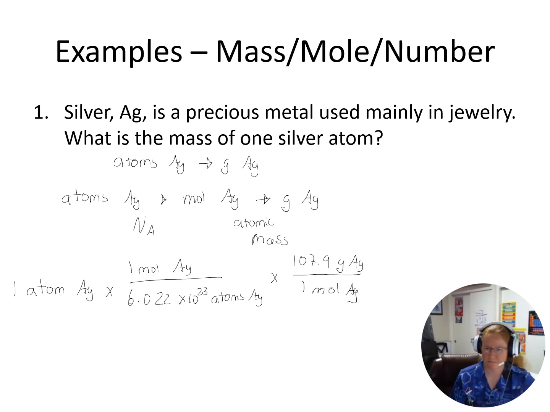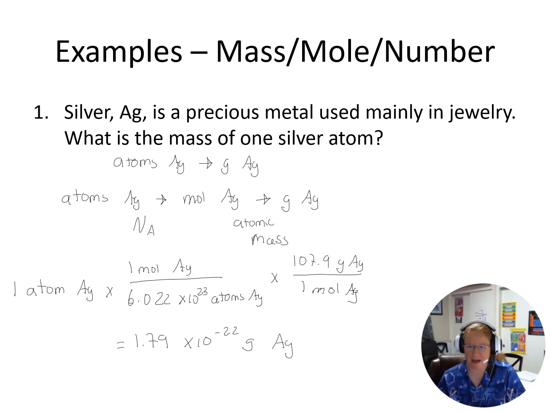Okay? All right. We should get a really small number for this one. If you punch this into your calculator correctly, you should get a really small number. And indeed, you should get 1.79 times 10 to the negative 22nd grams. So 1 single atom of silver is going to weigh 1.79 times 10 to the negative 22nd grams. That's pretty small. Okay? So that's how we start dealing with moles and mass and Avogadro's number.